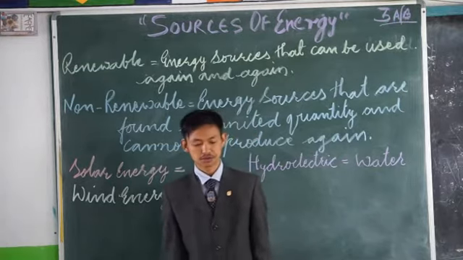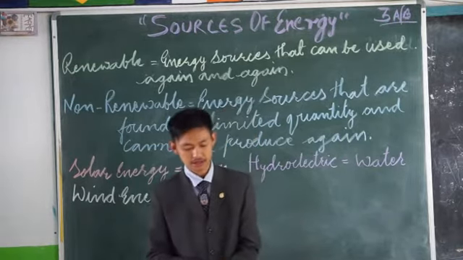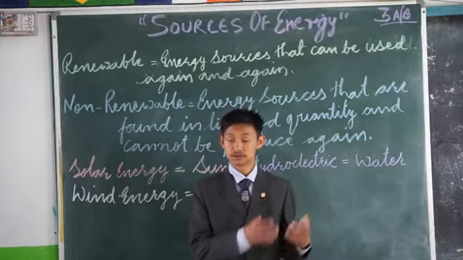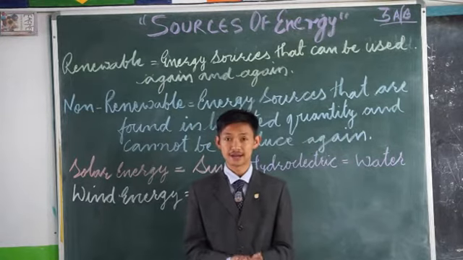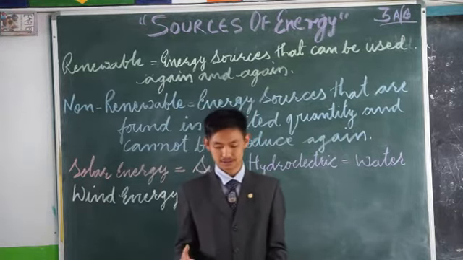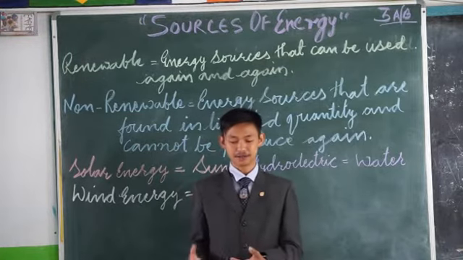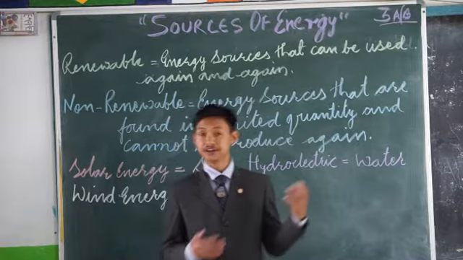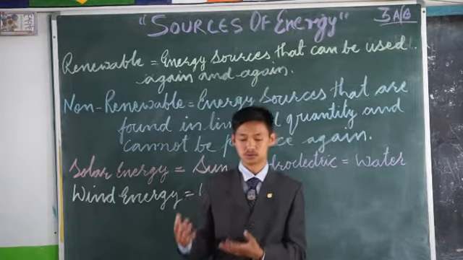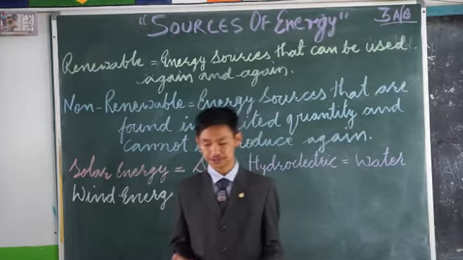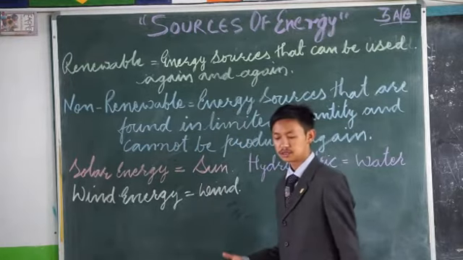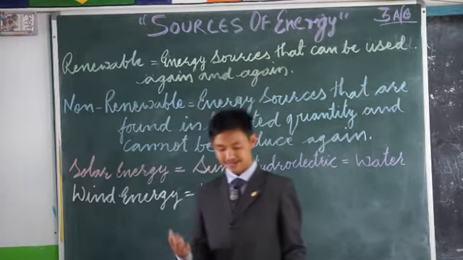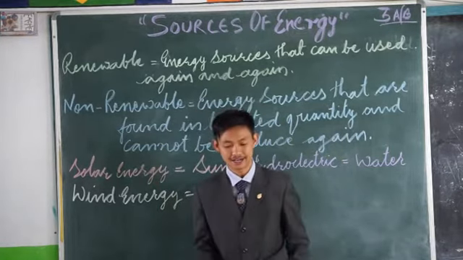Today let's begin with the sources of energy. The resources from which we get energy are called the sources of energy. They can be broadly classified into renewable and non-renewable sources. Let's see, what are renewable resources? Renewable sources of energy are the energy sources that can be used again and again.